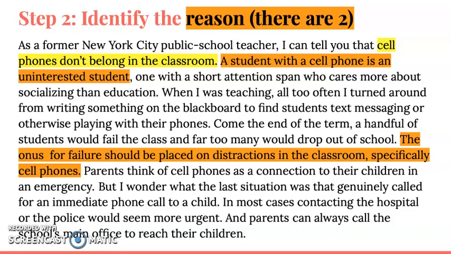And he also believes, in the middle of this page here, that, quote unquote, the onus for failure should be placed on distractions in the classroom, specifically cell phones. So he's basically saying that failure in the classroom is because of the distractions that cell phones create in the classroom. So reason number 1, creates an uninterested student. Reason number 2, leads to failure in the classroom.